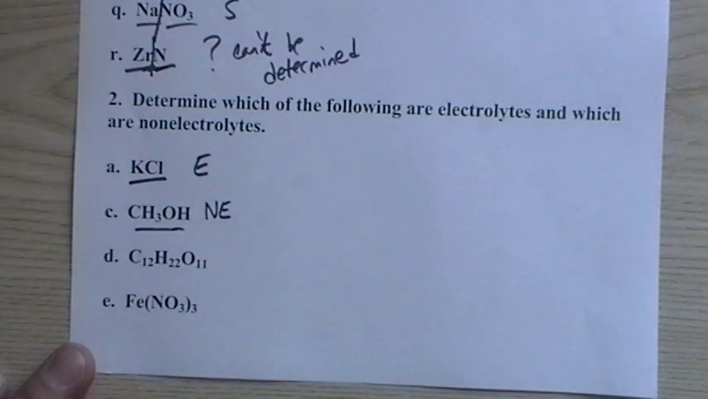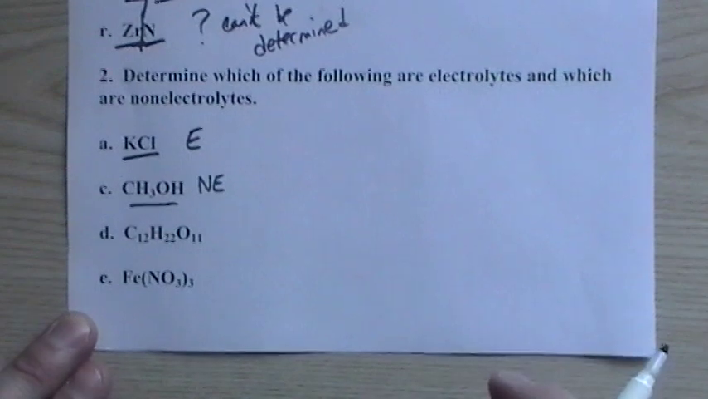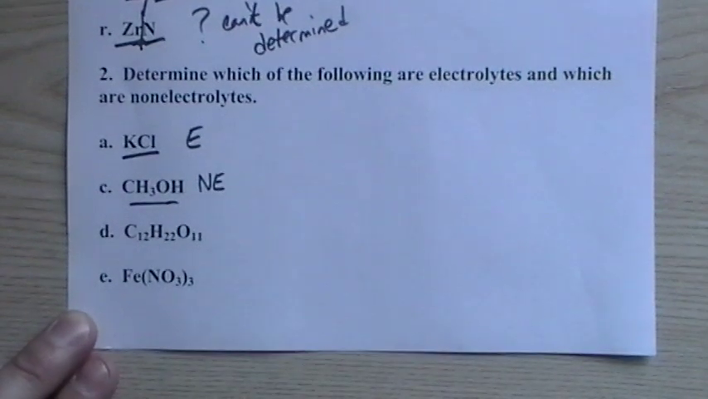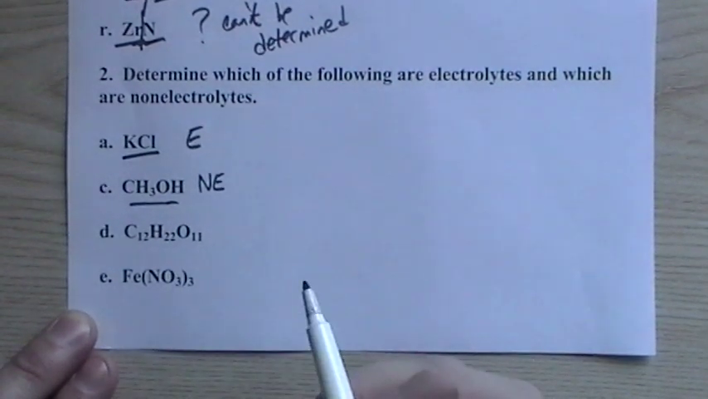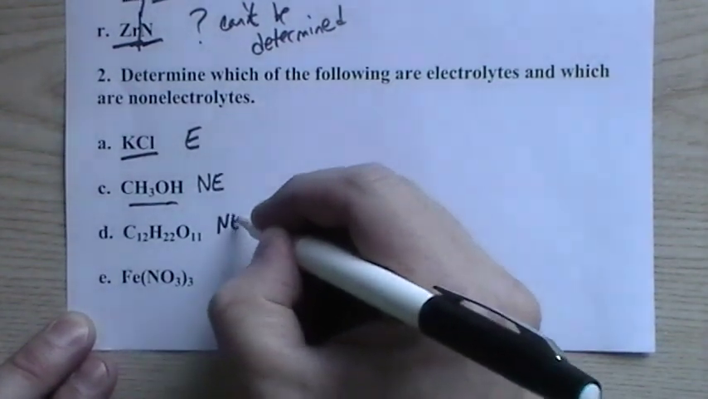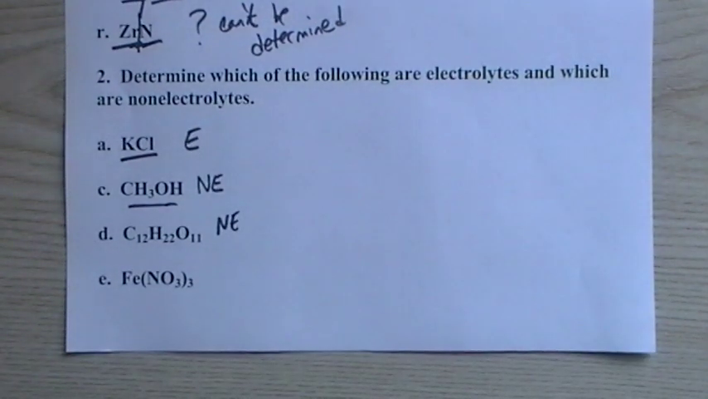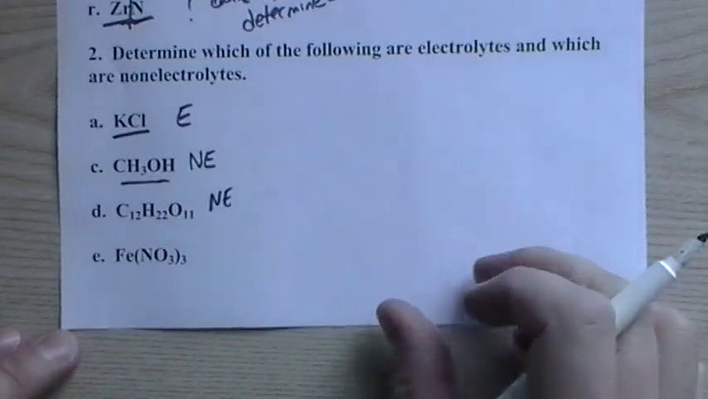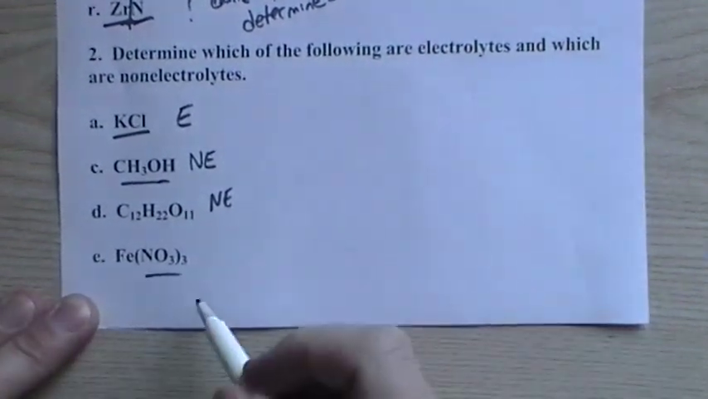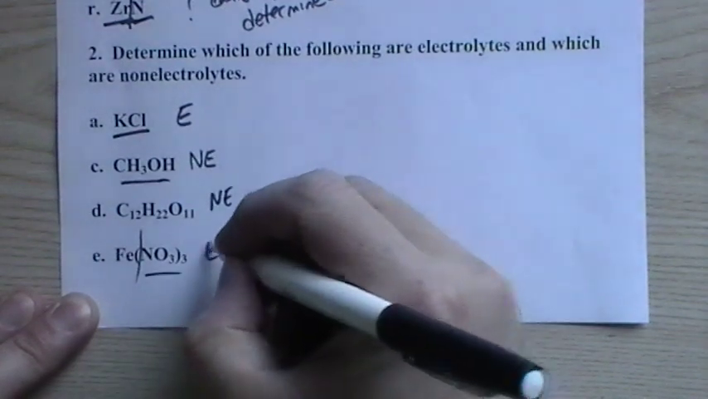Even though it dissolves in water, it doesn't produce ions, so we don't get an increase in the current that we can put through that solution. Next one is sucrose. This is generally given as the most common example. Sucrose, table sugar, dissolves in water very readily, but it doesn't produce ions, so we don't get a reduction in the resistance of the solution, so we don't get an increase in the current. And then we have iron 3 nitrate. Nitrates are soluble. It means they break up into ions, so this is an electrolyte.